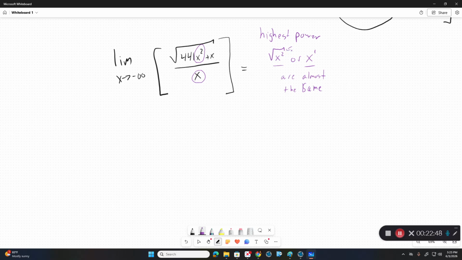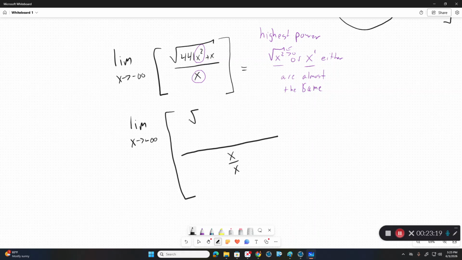This term is always positive. This term can be either. So we do want to divide out by this highest power, but what that highest power is going to be is different top and bottom. So this is going to be rewritten as the limit as x approaches negative infinity. Actually, I need a larger box because this one starts to get pretty big. So here's my big subtraction symbol. On the bottom, we're going to have x divided by x. But on top, we're going to have the square root of 441x squared plus x, and we're going to divide that whole thing by negative the square root of x squared.